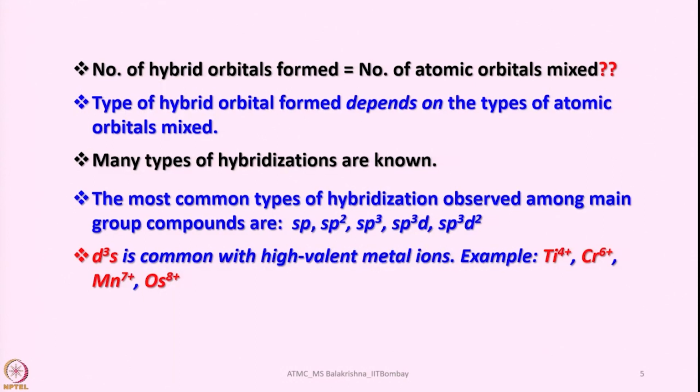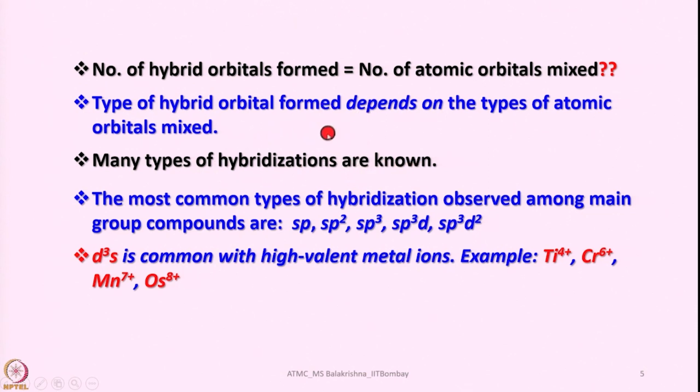In the beginning I made a statement: number of hybrid orbitals formed equals number of atomic orbitals mixed. Is it really true, or is there any exception? I shall tell you the answer in a couple of minutes. And the type of hybrid orbitals formed depends on the types of atomic orbitals mixed, that is absolutely correct, no issues, and many types of hybridizations are known.